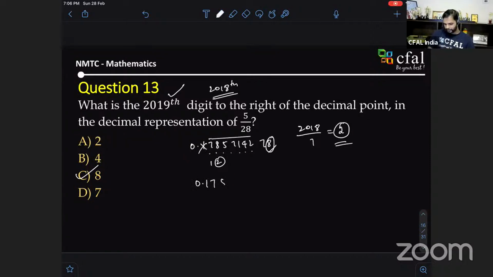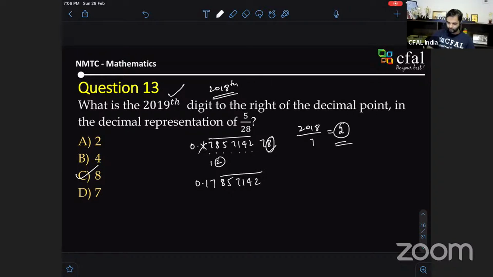Okay. So what are the recurring elements? 5, 6, 8, 5, 7, 1, 4, 2. These are the recurring elements? Yes, sir, from 8. Okay, are you sure after this it repeats? Yes, sir. Okay, then we have to resolve the problem now.